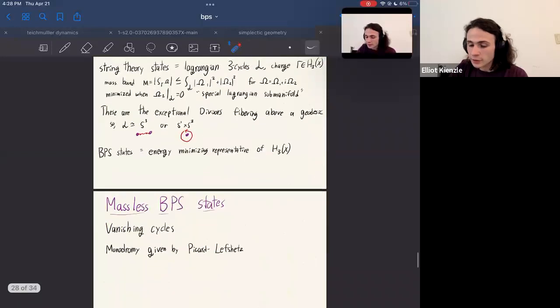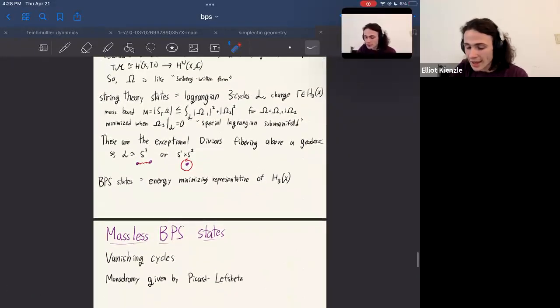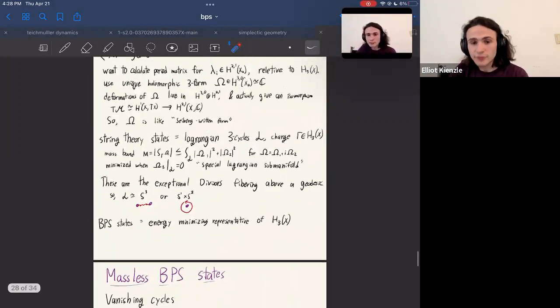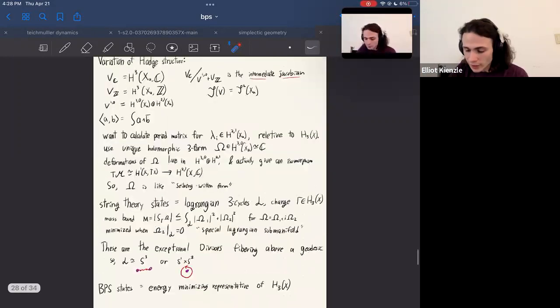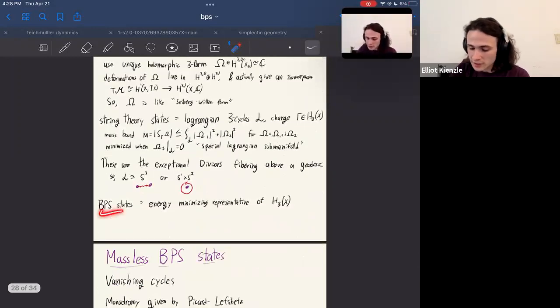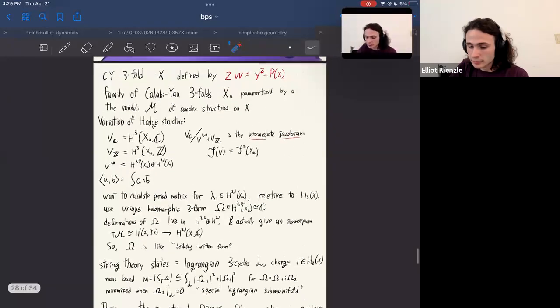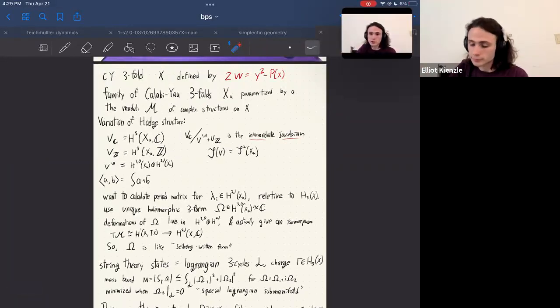And that sphere is going to give you a class in homology, and that class is going to have a mass, which is the period. And it's going to be minimal when it's what's called a special Lagrangian submanifold. So we have the same thing popping up again, right? This notion of BPS states as some energy-minimizing representative of a homology class that fits into this framework of variations of Hodge structure.